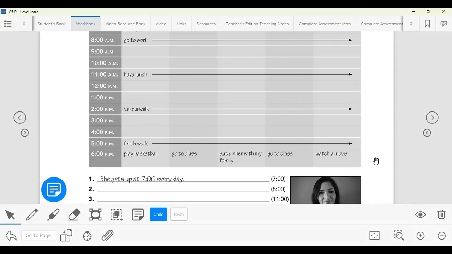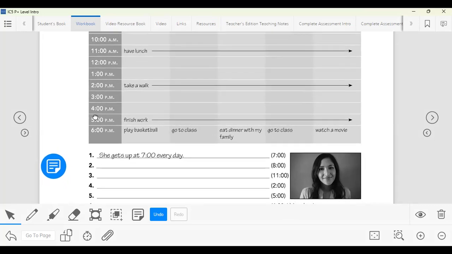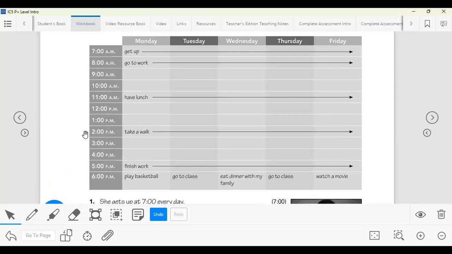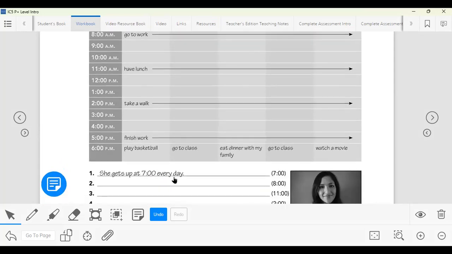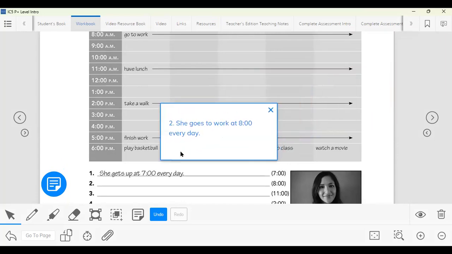Okay, so yes, you said at 8. She goes to work every day at 8 a.m. Good. Or she goes to work at 8 a.m. every day. Okay. So in that case, she goes to work at 8 every day. So the change that we have is "es." Why, Mr. Ramirez?